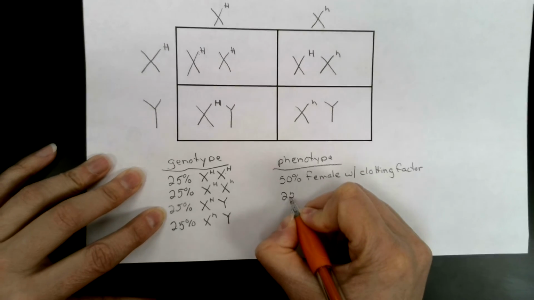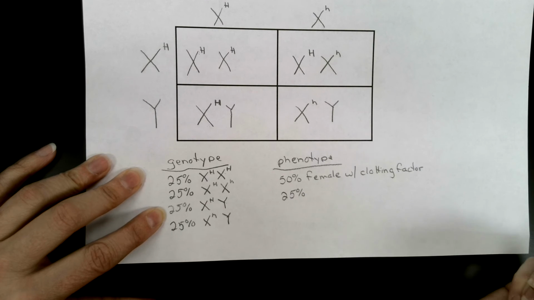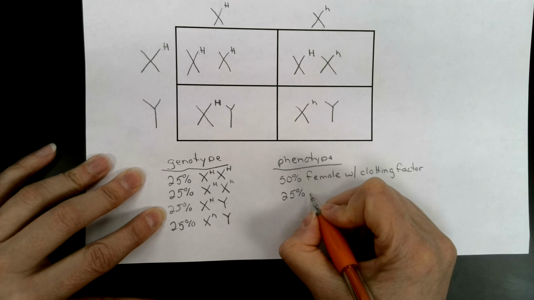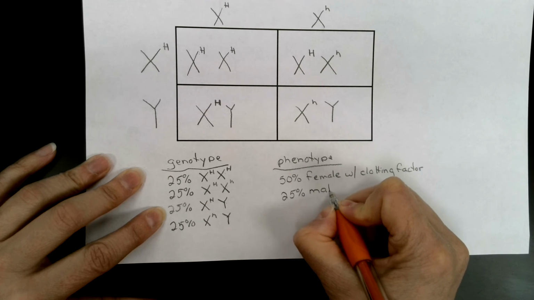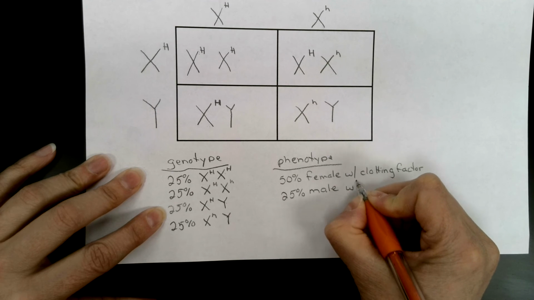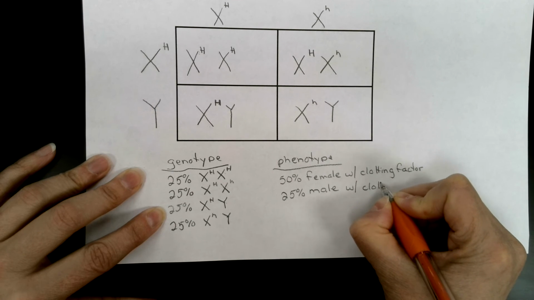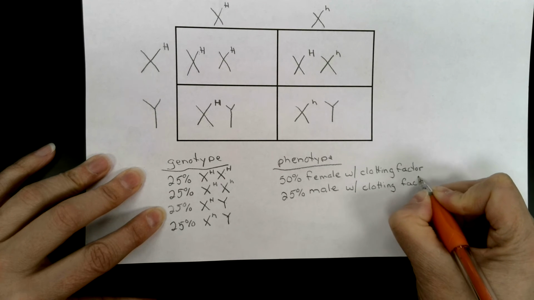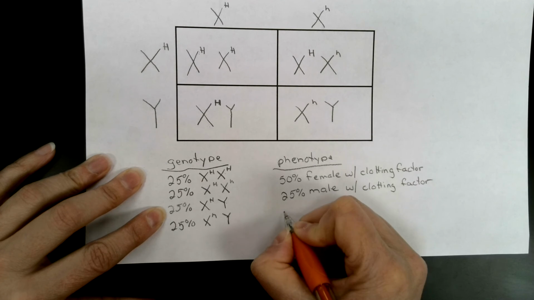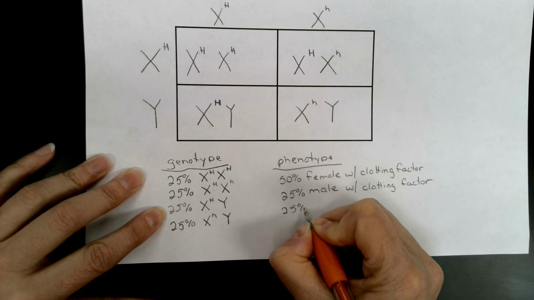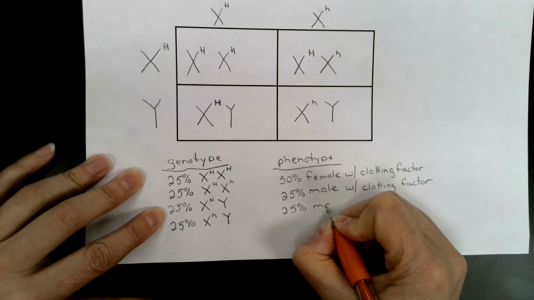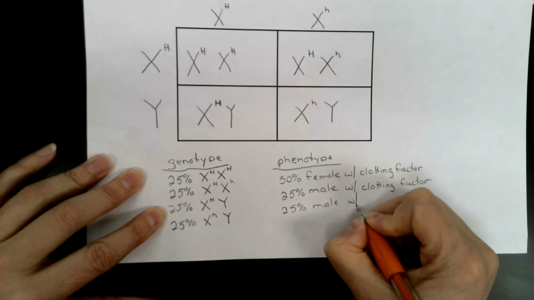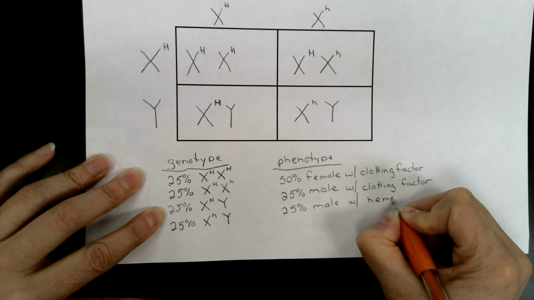So 25% of my offspring could be male with the clotting factor. And 25% of my offspring could be male with hemophilia.